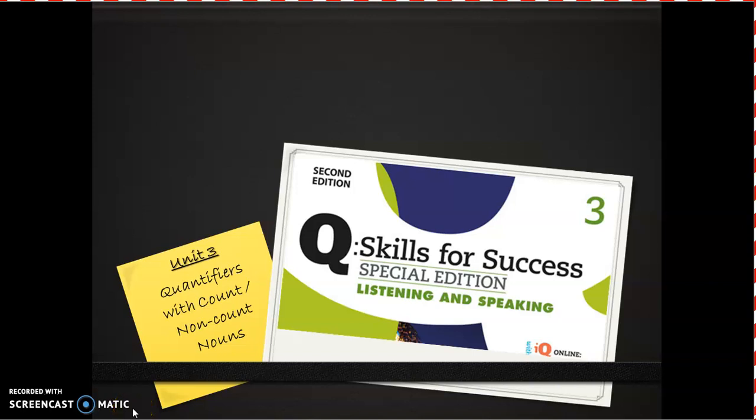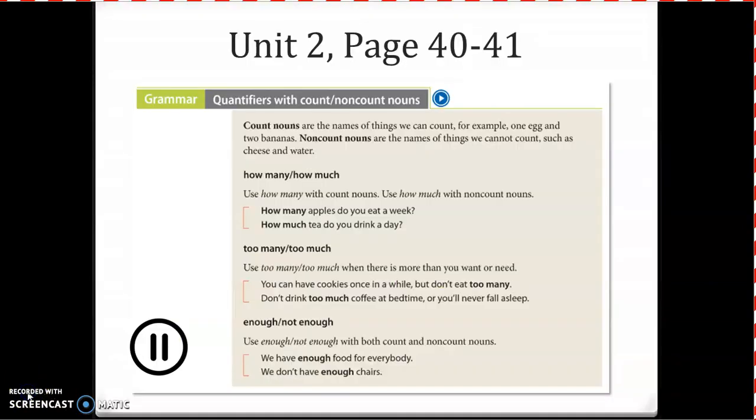We will be looking at Q Skills 3 Listening and Speaking Unit 2. In this unit, you will learn the following skill: quantifiers with count and non-count nouns. So how much do you know about using quantifiers with count and non-count nouns? Well, turn to page 40 and take a look at this grammar skill. Pause the screen and read it through.